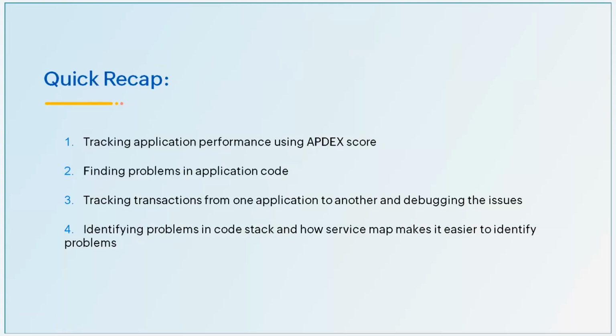That brings us to the end of the training session. Let's have a quick recap of what was discussed. We have discussed tracking the application performance using the APDEX score, finding the problems in the application code, tracking the transaction from one application to another and debugging the issues, identifying the problems in the code stack, and how the service map makes it easier to identify the problems.